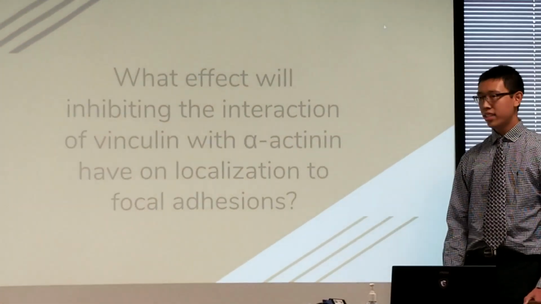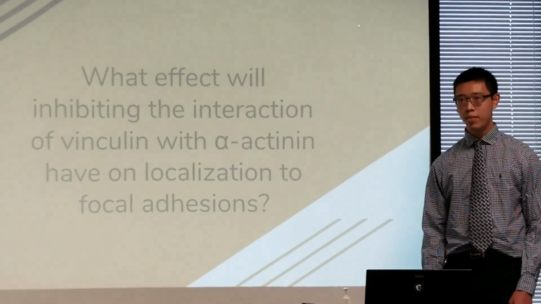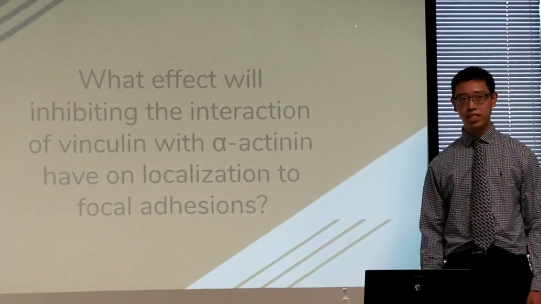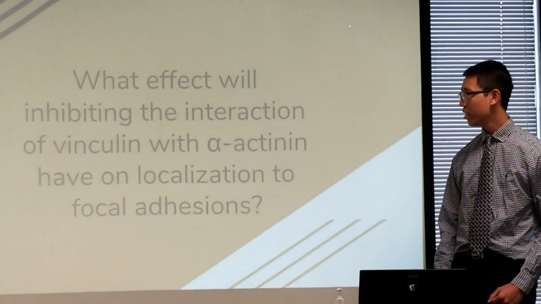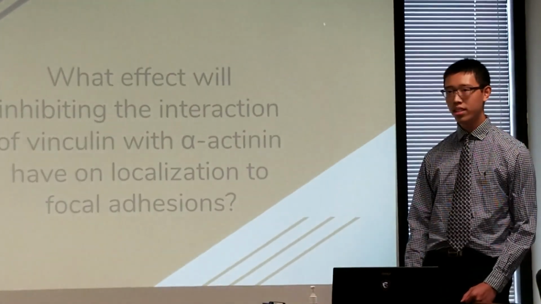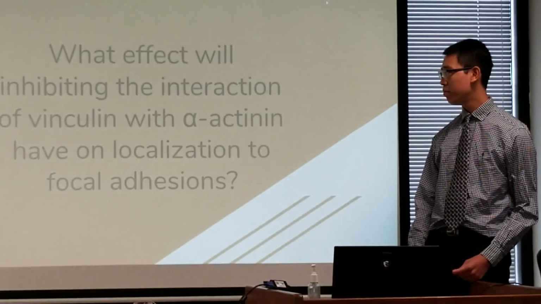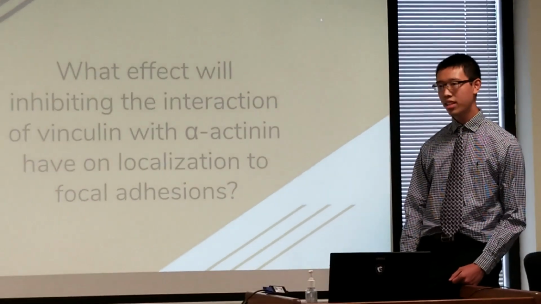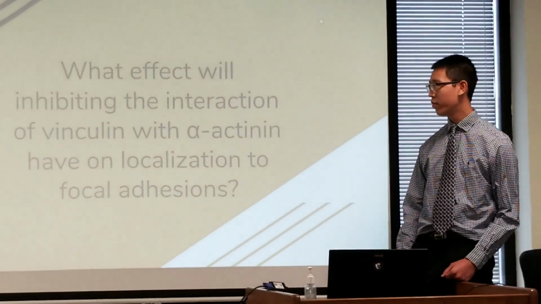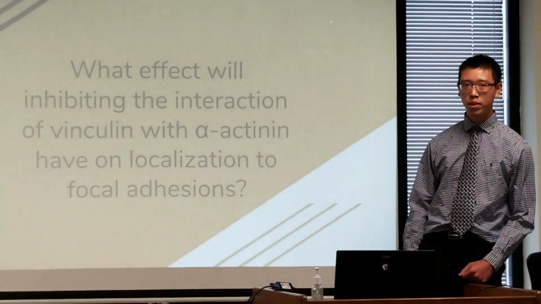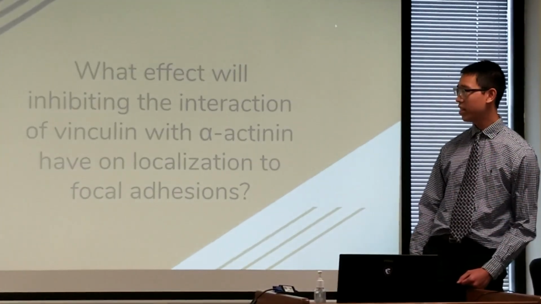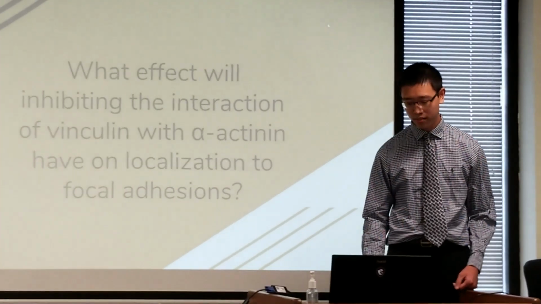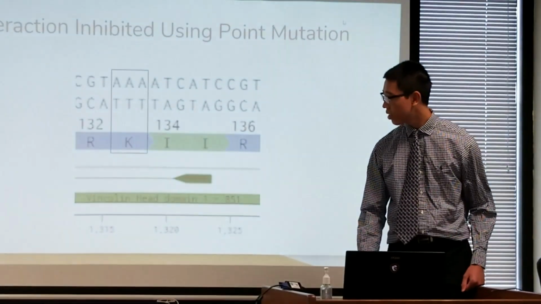So I wanted to learn what effect inhibiting alpha-actinin binding with vinculin has on the focal adhesions. Normally alpha-actinin would come and bind, which is known as localization. It would just come and bind to vinculin when it's in its activated state. But if we inhibited it, we wanted to see what would happen to the forces acting on vinculin.